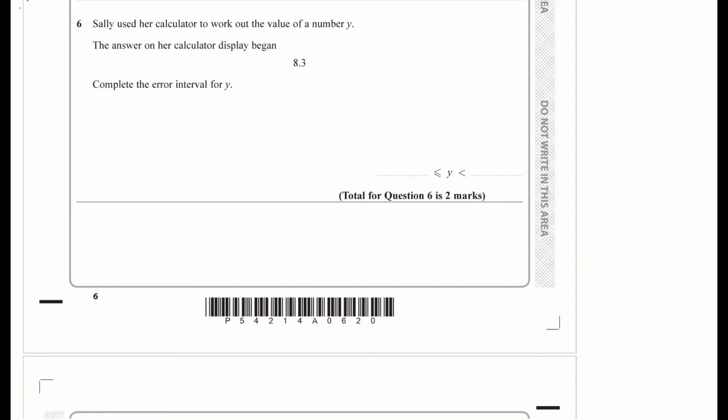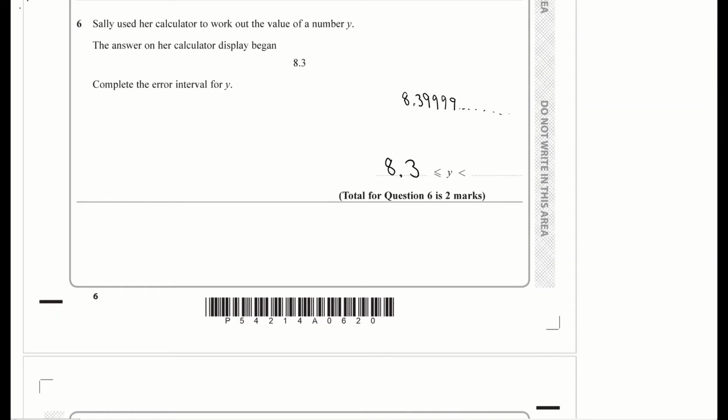Question 6. Sally uses her calculator to work out the value of a number y. The answer on her calculator display began 8.3. Complete the error interval for y. So it began with 8.3, which means we have to start with our 8.3 here. And what can that number go to? Well, if you think about it, it can go all the way up to 8.39, but it could go another 9, and another 9, and another 9, and keep going on and on and on forever.